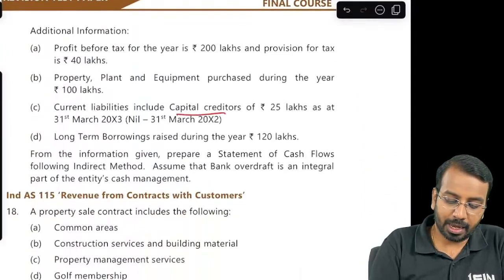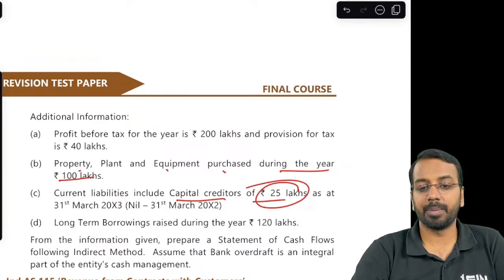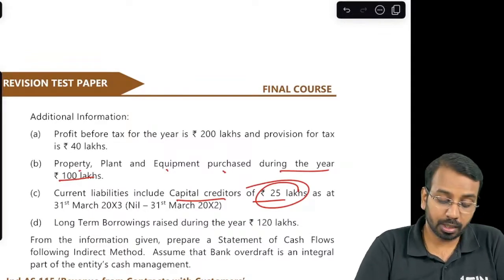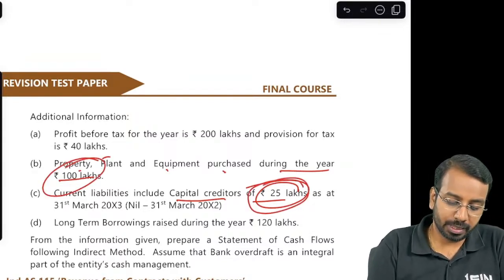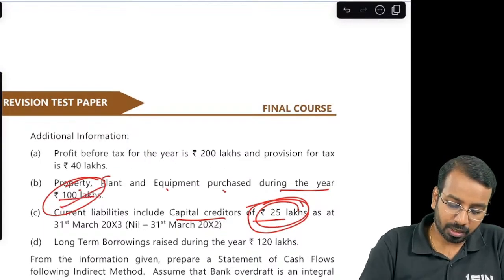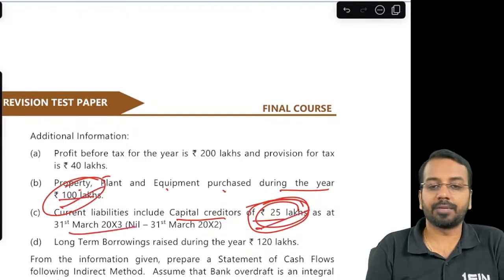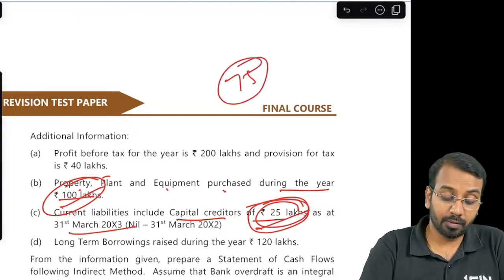Current liabilities include capital creditors of 25 lakhs, and property, plant and equipment purchased during the year is 100 lakhs. Here, you have purchased for 100 lakhs, but 25 lakhs of liability is already there as on 31st March of year 3. Basically, you have paid only 75 lakhs. That is one thing you have to keep in mind when you are adjusting.